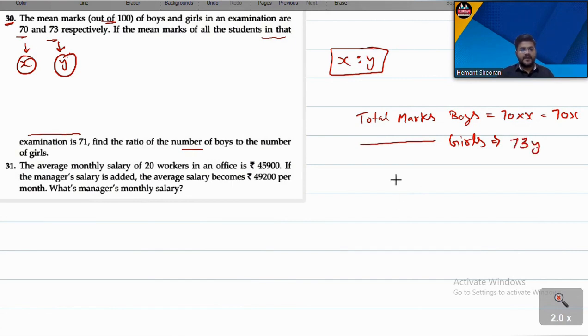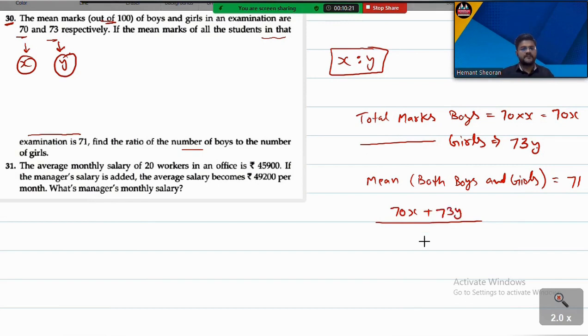Now, according to the question, if we have to find the average of both of them together, what do we have to do? So the mean of both boys and girls will be how much? According to the question, they have provided 71, but according to us it will be 70x plus 73y, and down there you will put the 2 x plus y.